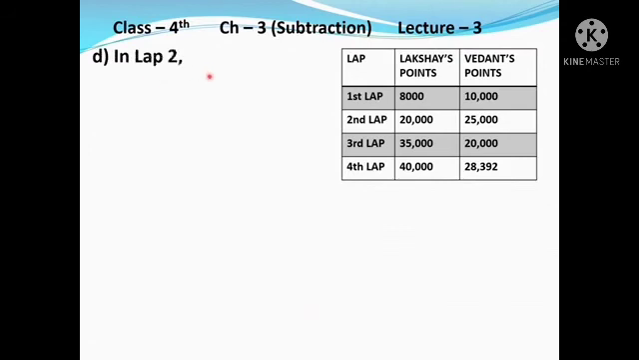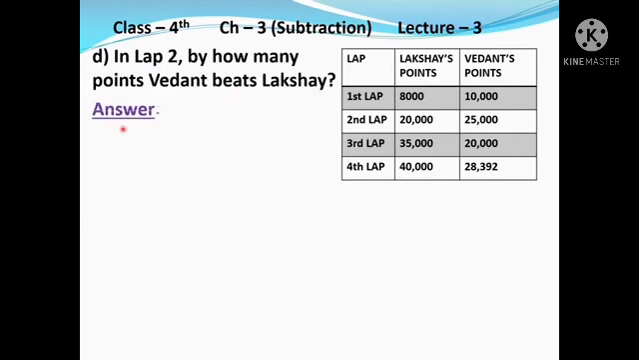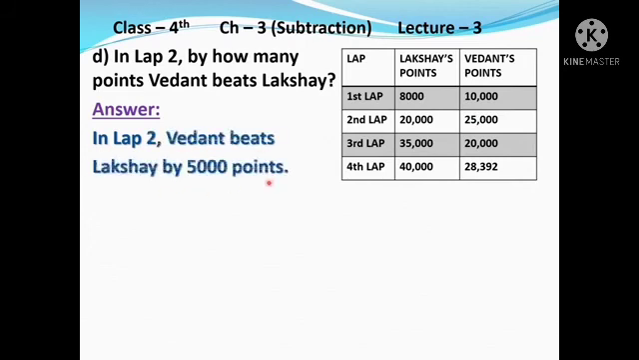Now, D part. In lap 2, by how many points does Vedant beat Lakshay? Answer. See, in lap 2, Lakshay's points are 20,000 and Vedant's points are 25,000. 25,000 minus 20,000. Answer will be 5,000. Clear? So write down in lap 2, Vedant beats Lakshay by 5,000 points. Clear?